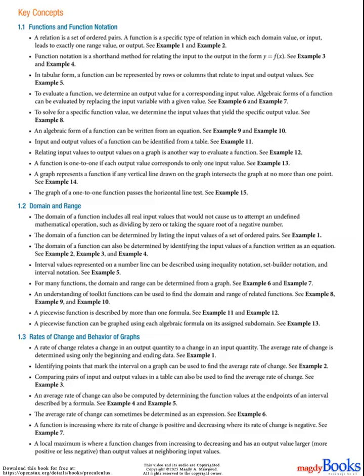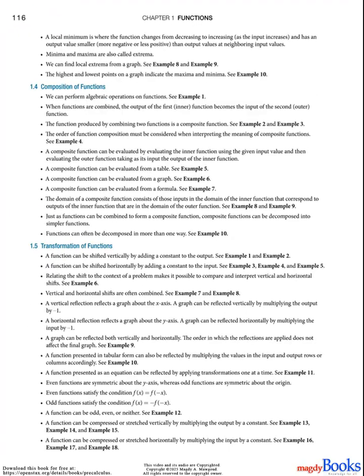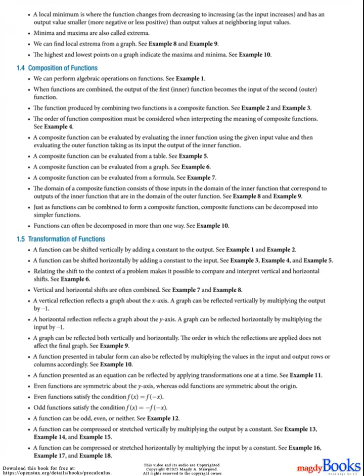1.3.6. A function is increasing where its rate of change is positive, and decreasing where its rate of change is negative. See example 7. 1.3.7. A local maximum is where a function changes from increasing to decreasing, and has an output value larger, more positive or less negative, than output values at neighboring input values. 1.3.8. A local minimum is where the function changes from decreasing to increasing as the input increases, and has an output value smaller, more negative or less positive, than output values at neighboring input values.